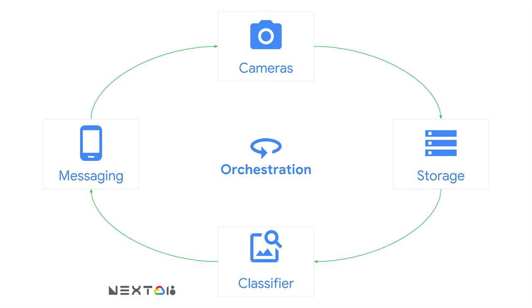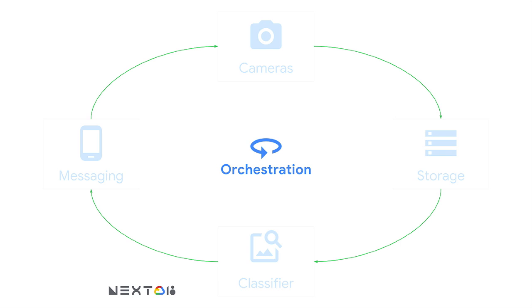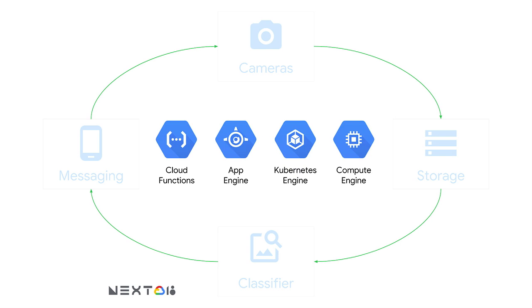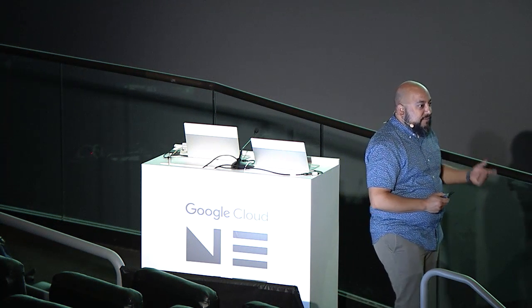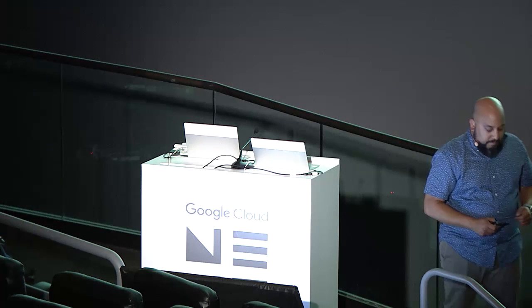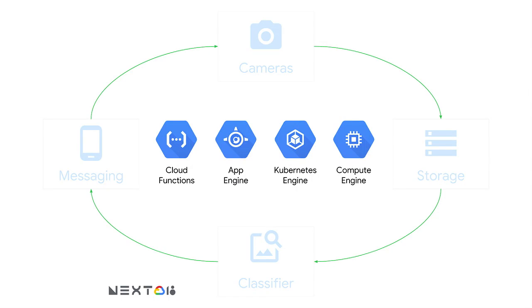All right, so we've got the four main pillars on the outside: containers, storage, the classifier, the messaging component. What about orchestration? How do we actually make this thing run together? It turns out it's a handful of components, not just one, but the core of it is some kind of an application platform. Whether that's Cloud Functions, App Engine, Kubernetes Engine, or Compute Engine, you've got four main options here that we need to run some kind of a compute mechanism or some sort of set of applications and services to actually shuttle this stuff all the way through.